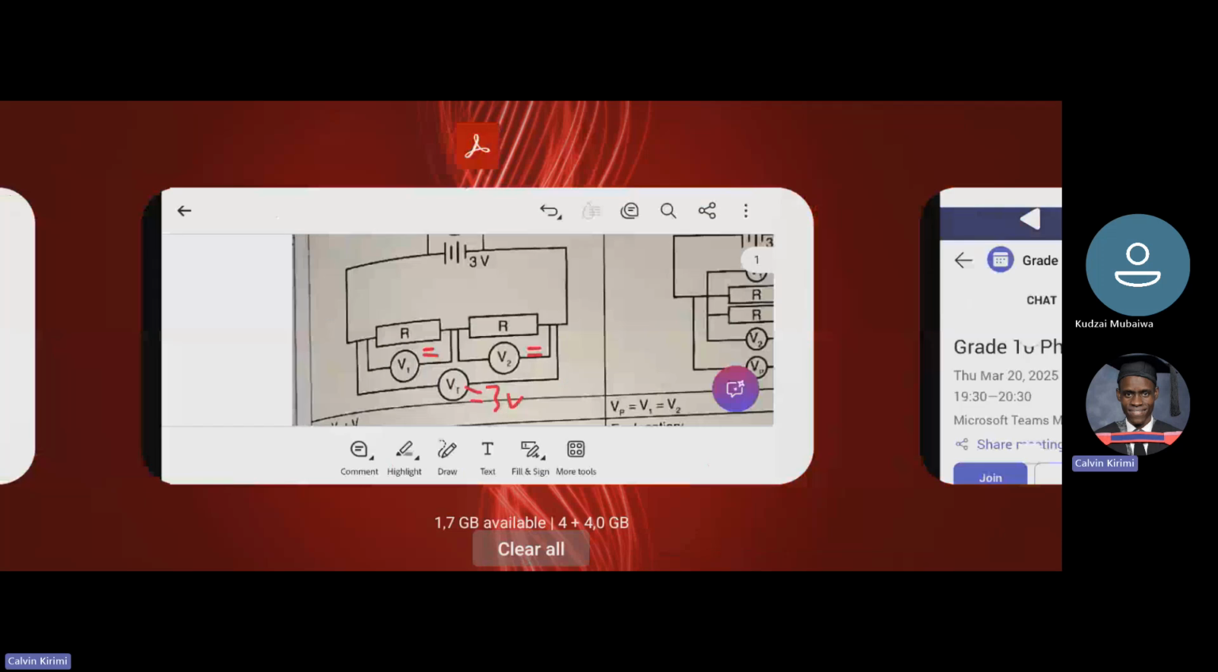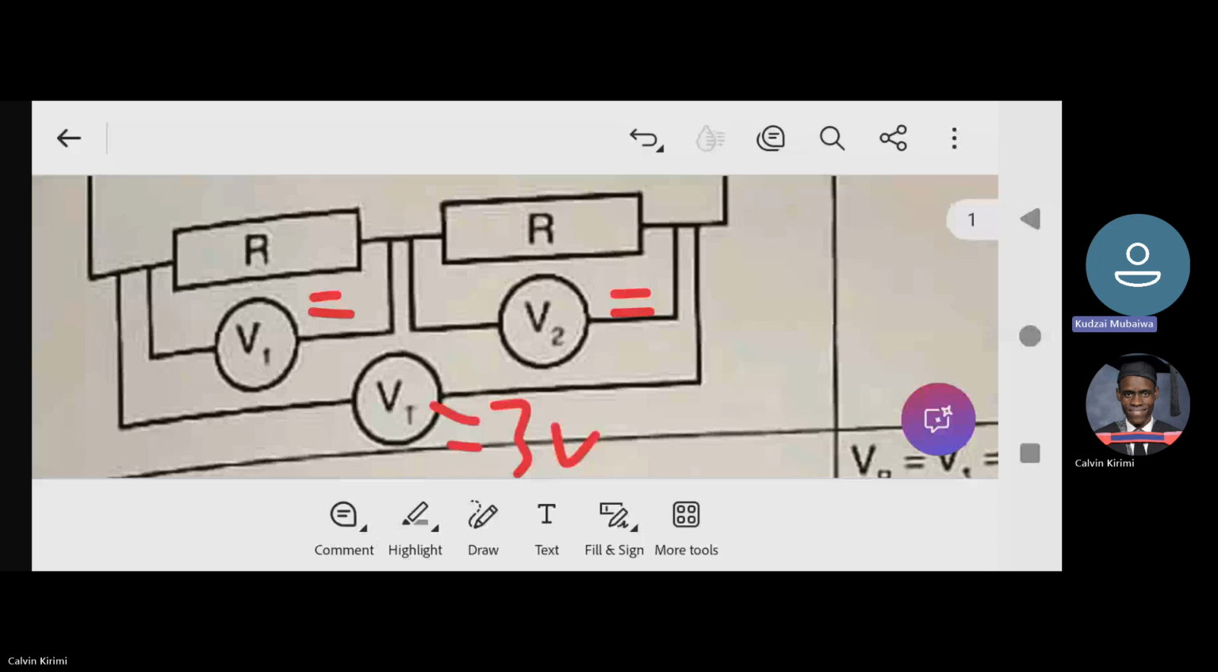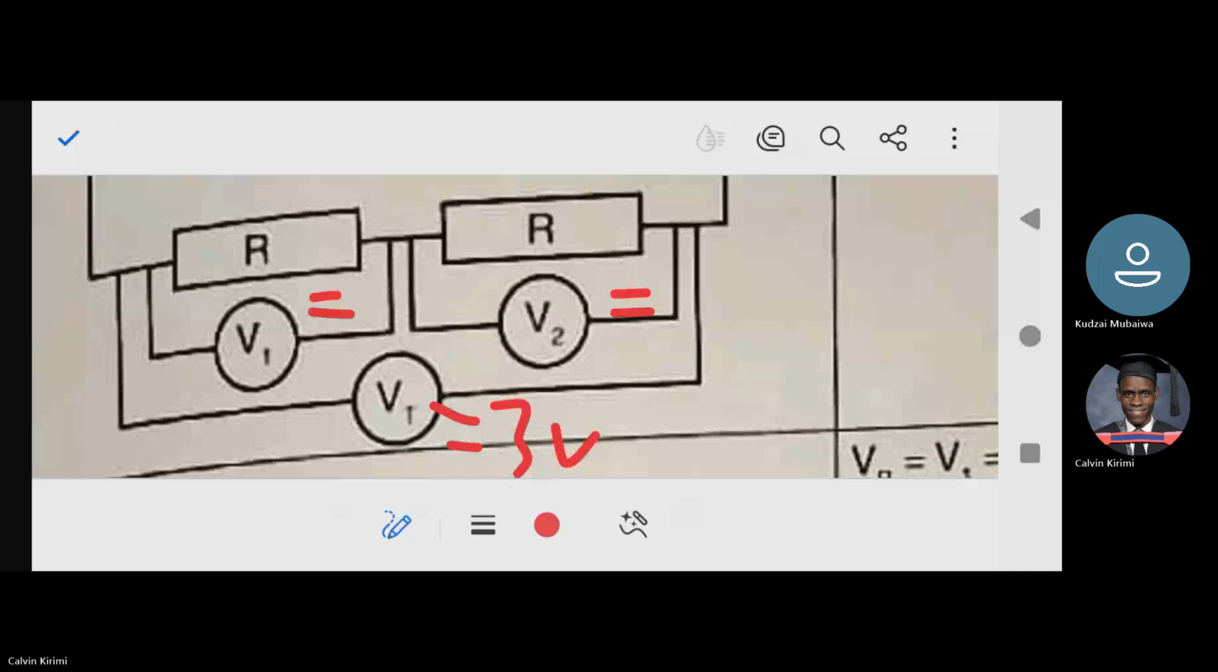I was asking, what about V2, how many volts? It's 2 volts. And then V1? 1 volt. So what is important is that these two add up to this sum.